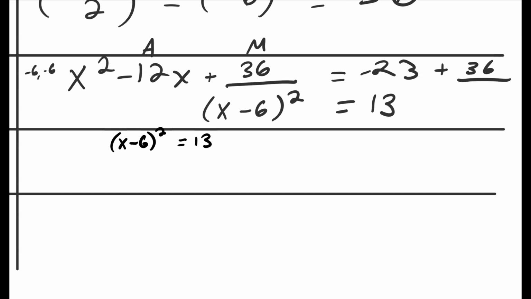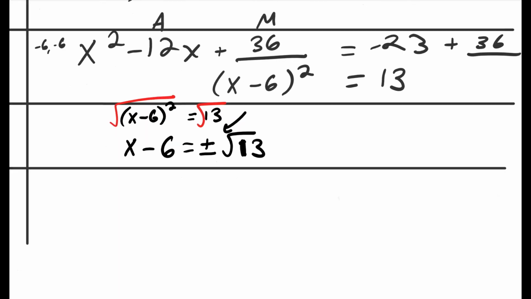To undo an exponent of 2 or a squaring, I can take a square root on both sides. What you need to be careful about here is that since this is a quadratic and I need to get two solutions, I need to remember that it's plus and minus radical 13 on the right-hand side of this equation. That's the easiest thing to forget, those two solutions there.